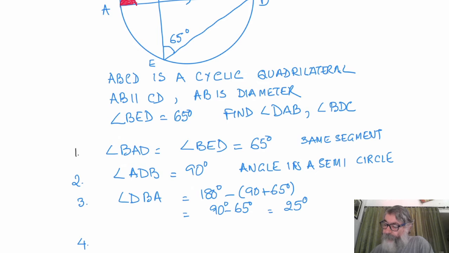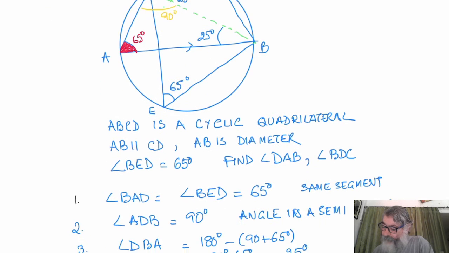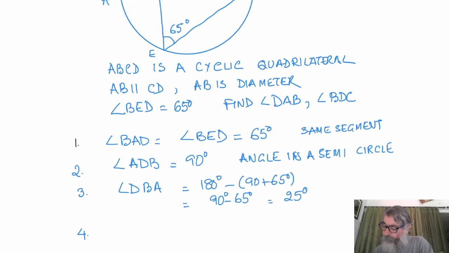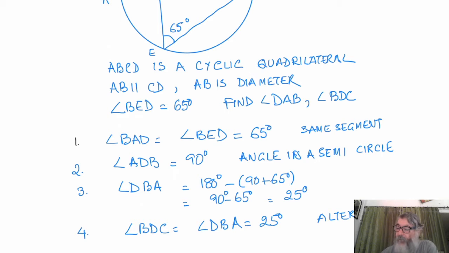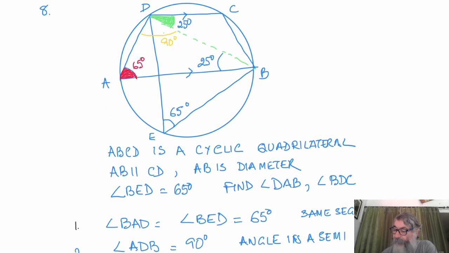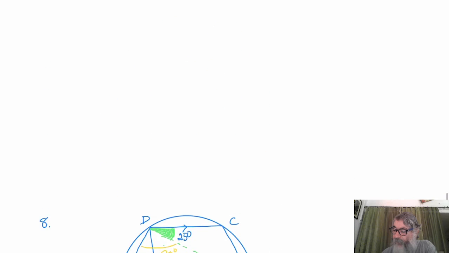Angle BDC will be equal to angle DBA, which will be 25 degrees. What are these? Alternate angles. So what we did in the seventh, yes, the seventh I had explained to you.